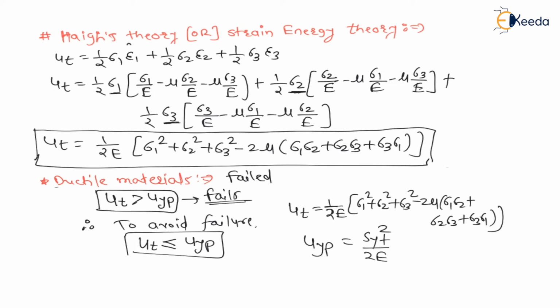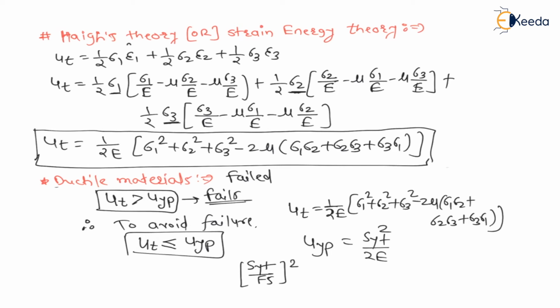It is nothing but SYT square divided by 2E. Now, my dear students, while considering factor of safety, factor of safety is with SYT. Factor of safety is with SYT divided by FS. And if it is SYT square, then we have to consider SYT by factor of safety square.